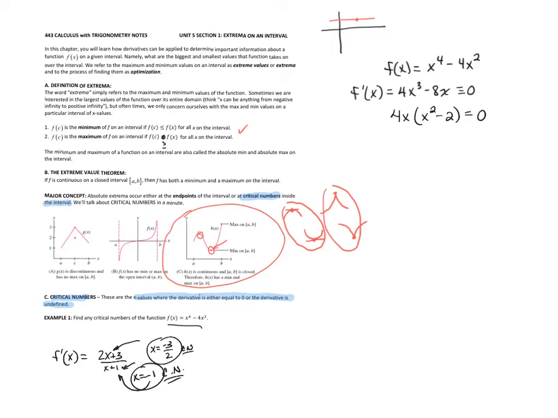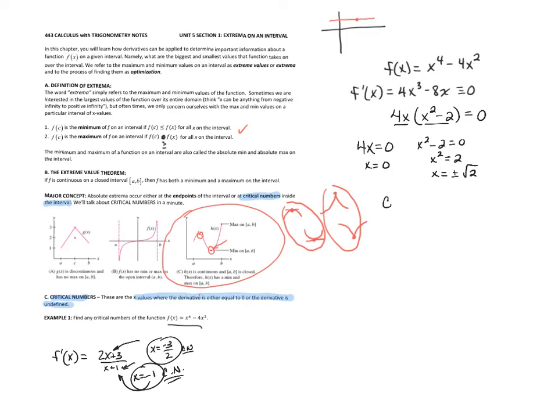And now we realize that we have two things, well, maybe three things that we have to focus on. We could think about 4x equaling 0. Of course, that means x equals 0. Or x squared minus 2 would equal 0, which means x squared equals 2, which means x equals plus or minus the square root of 2. So those are our critical numbers.